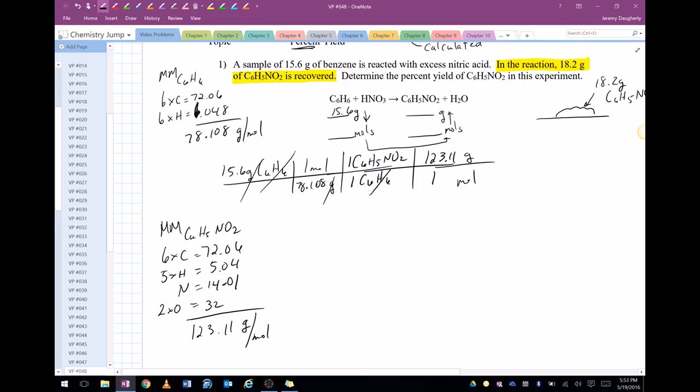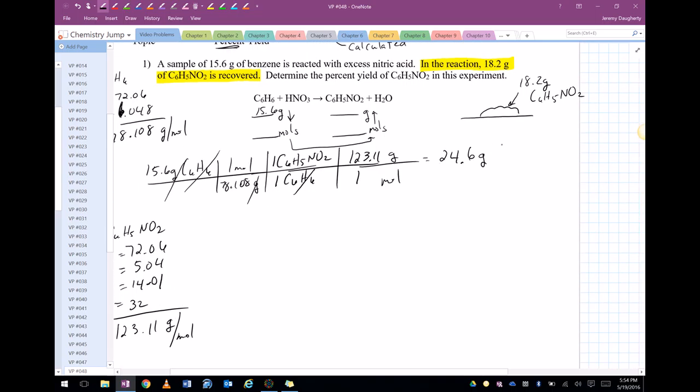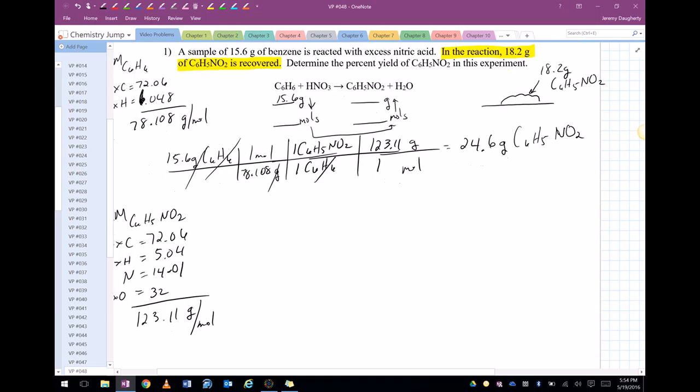Okay. So then let's carry out the calculations. It's 15.6 divided by 78.108, times 1 divided by 1, times 123.11. And I get a value of 24.6, I'll say. And that's grams of that big compound, C6H5NO2.